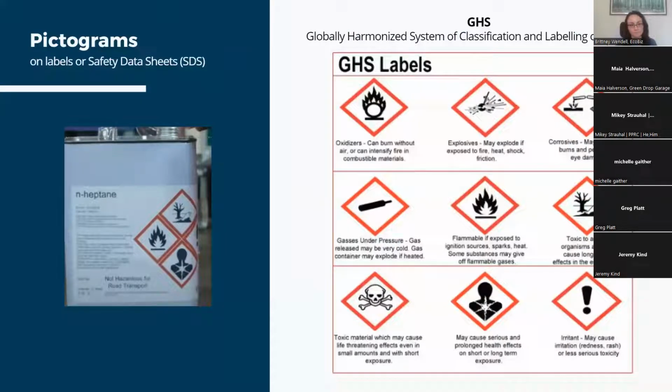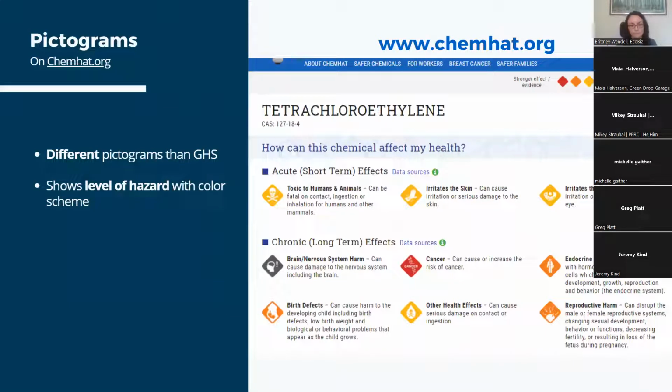So we have the Globally Harmonized System of Classification and Labeling of Chemicals, GHS for short. Hopefully most are familiar with these, but it was adopted several years ago, and they changed it from a previous system to make it kind of internationally universal. So it's a good thing to know what each of these mean. You can buy the posters and put them in your shops and then look for them on product labels and in your SDSs.